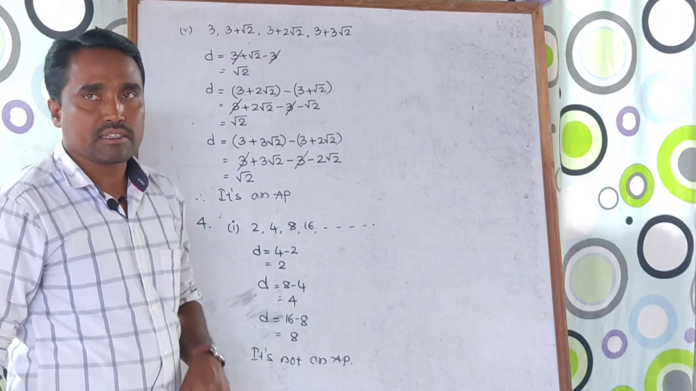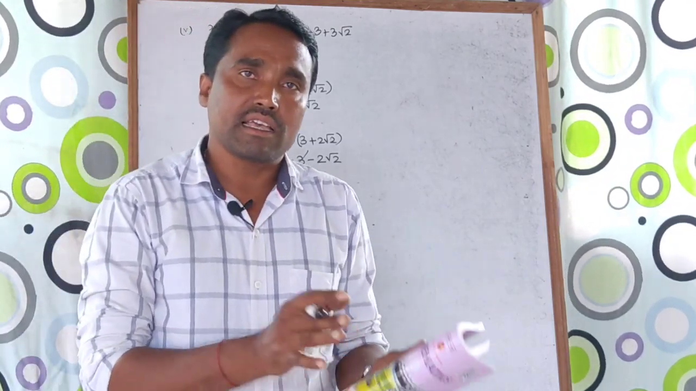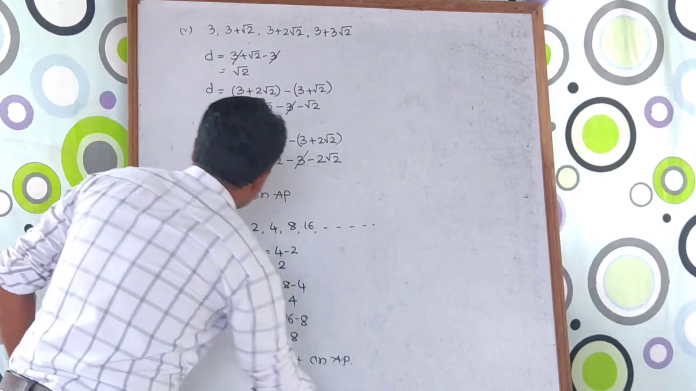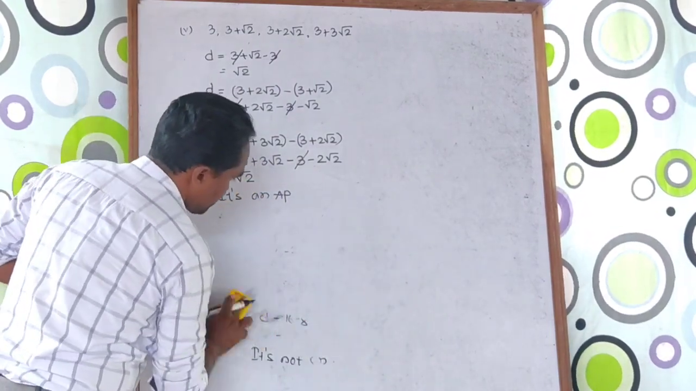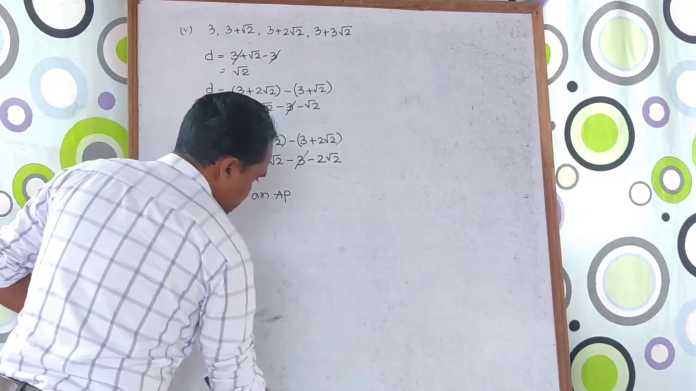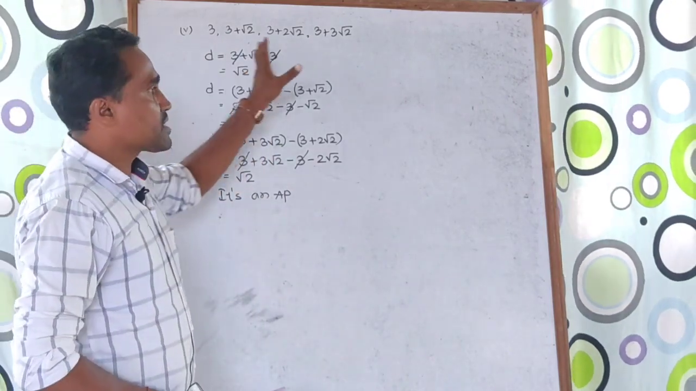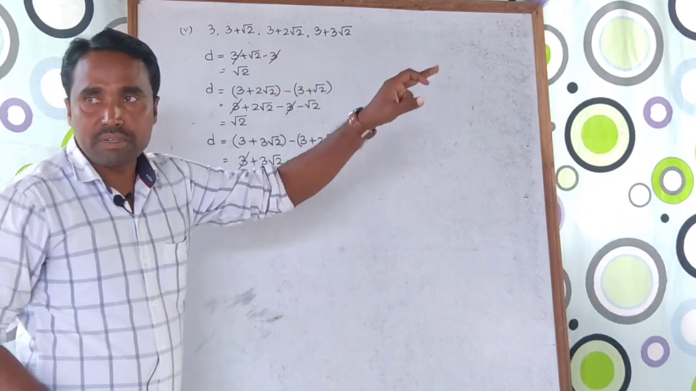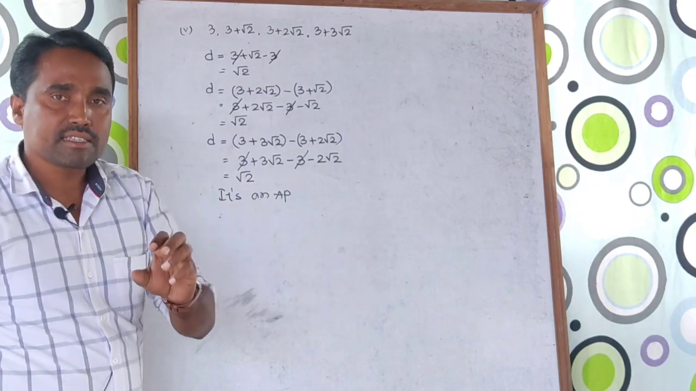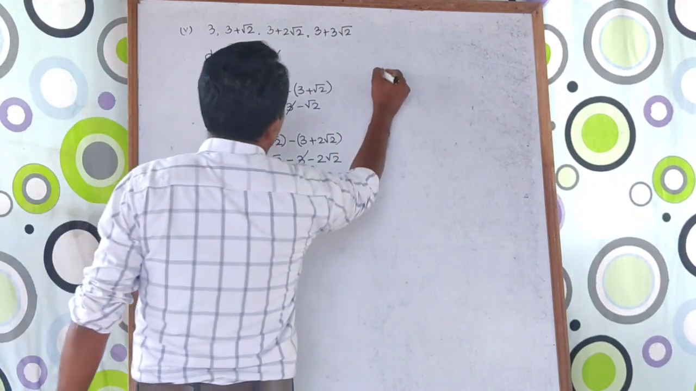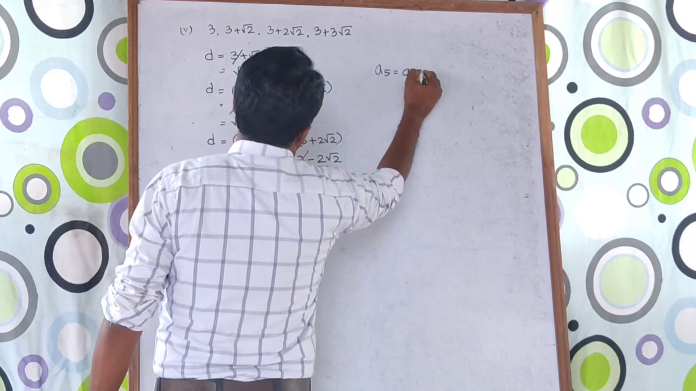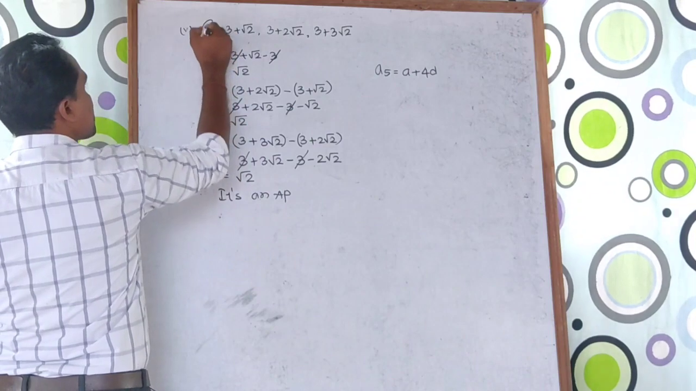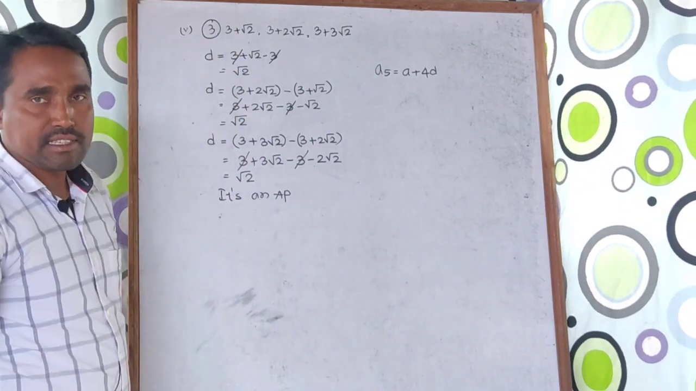Now, according to the question, if it is an AP, find out the next 3 terms. Now, let's see next 3 terms. Here already 4 terms are given, A1, A2, A3, A4. Next 3 terms means A5, A6, A7. Let's see, A5 equals A plus 4D. I told you A means the first term itself is called as A.